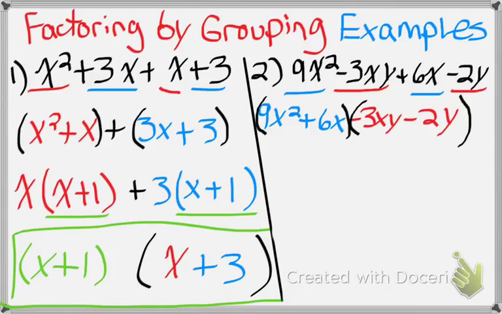The first one, I mentioned 3 goes into 9 and 6, so I'm going to factor out a 3, and x goes into x squared and x. So I'm going to factor out a 3x. So if we do that on the first one, we're going to be left with 9x squared divided by 3x. Well, we know we're going to have a 3 and we're going to have an x. Okay, so we're going to have a 3x. And then 6x divided by 3x, well, that's just 2. So the first one becomes 3x times (3x plus 2).